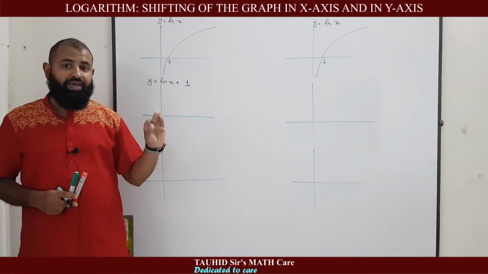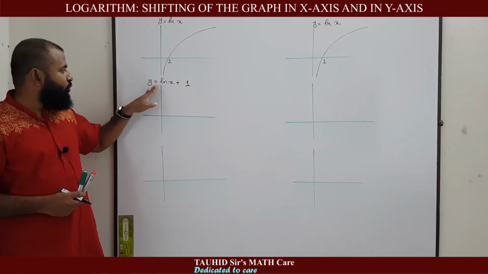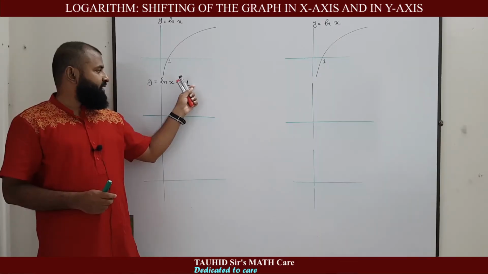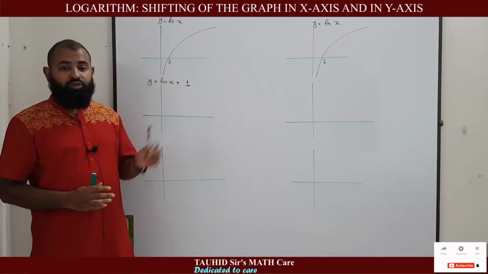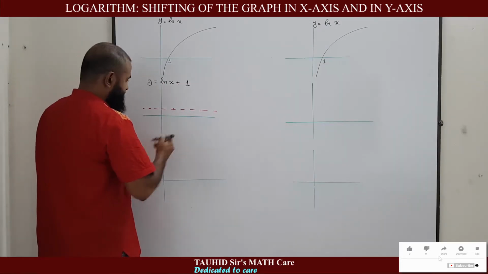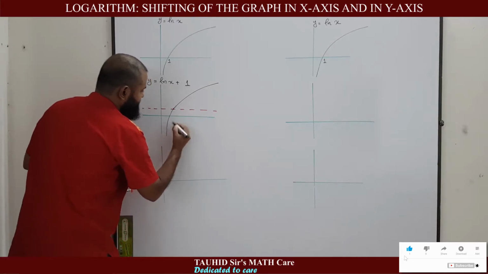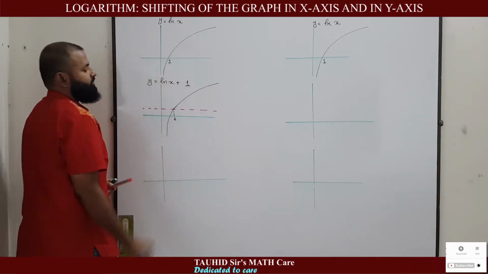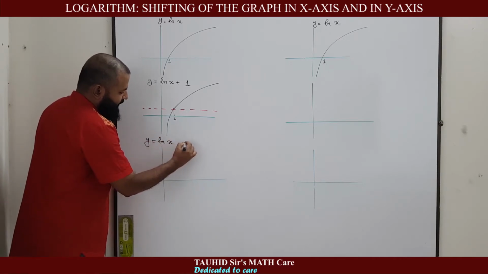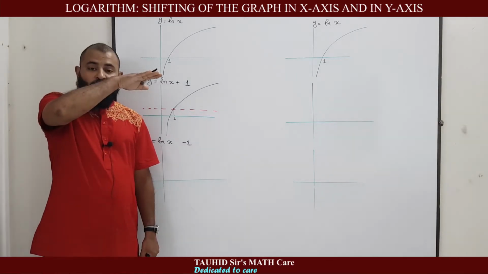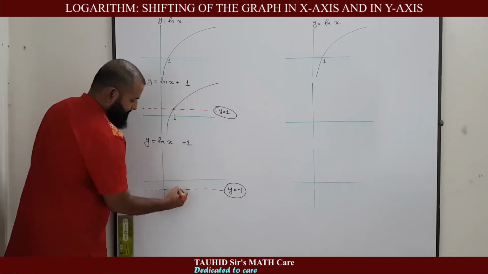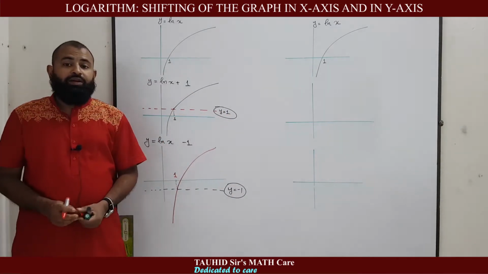Now, if I ask you to draw the graph of y equal to ln x plus 1, how can you draw this? When a constant is added to a logarithmic function, the graph will rise upward. So this time the graph will look like this. This point is 1. And if I ask you to draw the graph of y equal to ln x minus 1, the graph will go downward 1 unit. This time the graph will look like this.